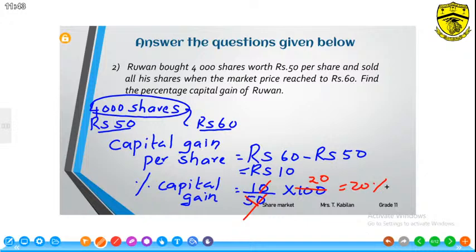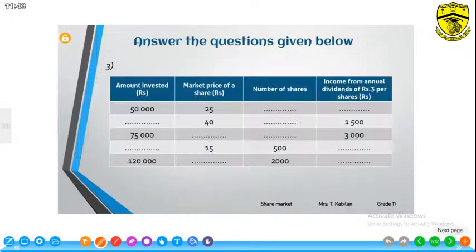Okay. Next one. Now go through question number 3. Complete the following table. This table relates to the amount invested indicated in rupees, the market price of a share also indicated in rupees, the number of shares, and the income from an annual dividend of rupees 3 per share, also indicated in rupees, right? In the first one, the amount invested and the market price of a share are given. Here you have to find the number of shares and the income of this share, right?